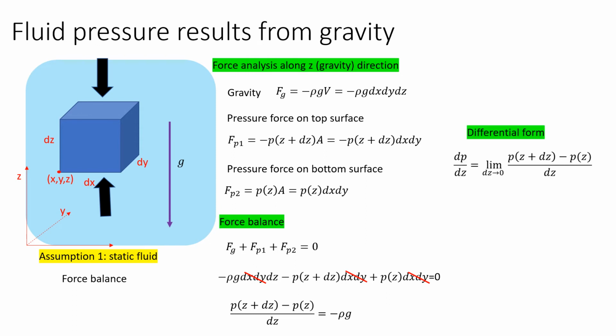We write it in differential form because dz is a very, very small value. And then p(z plus dz) minus p(z), divided by dz, equals dp over dz. That's how we define differentiation. In this way, we obtain the pressure height relation for fluid, which is dp over dz equals negative rho g. This equation can describe fluid pressure resulting from gravity.